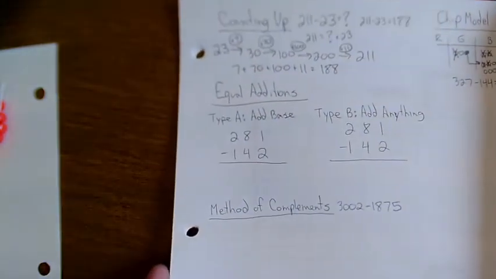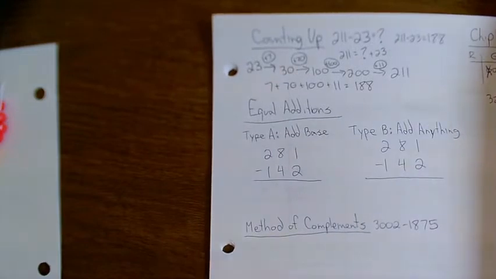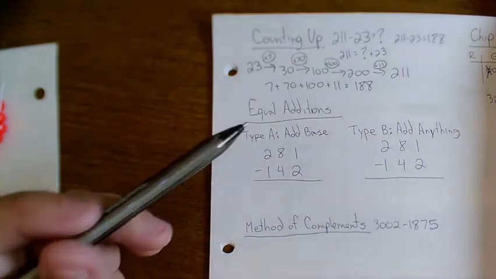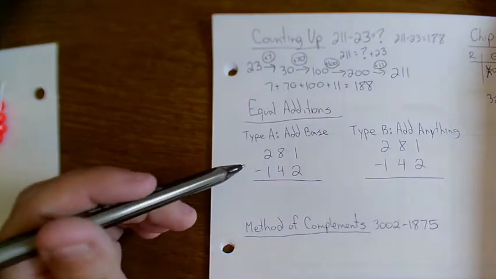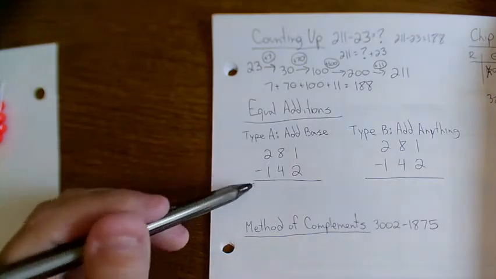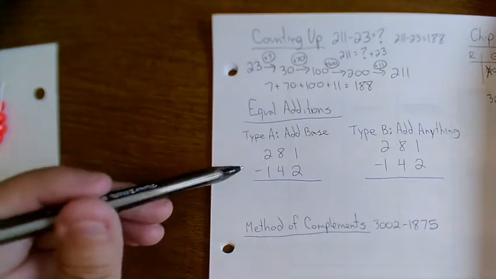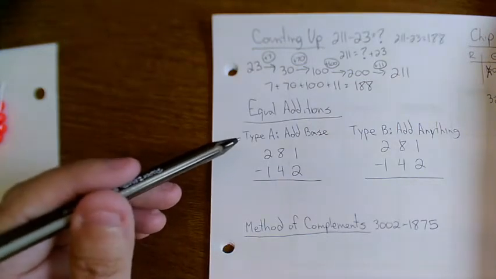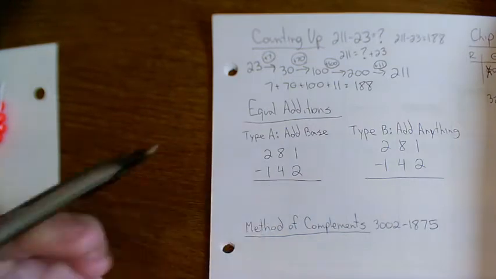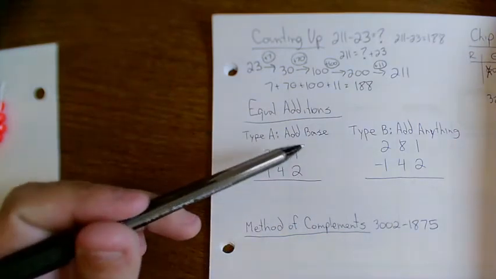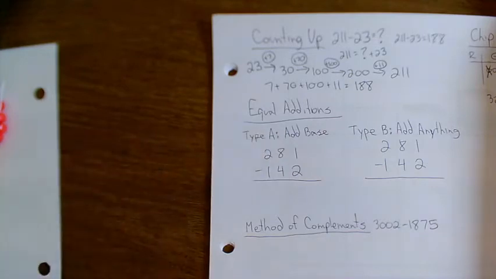Another strategy is equal additions, and there are two different ways that you can think about equal additions. So type A is thinking about adding by the base. This method is also called European addition, so it's how most of Europe does, or, sorry, it's how most of Europe does subtraction through equal additions. The idea is instead of borrowing, they are adding to the problem to make it easier to do.